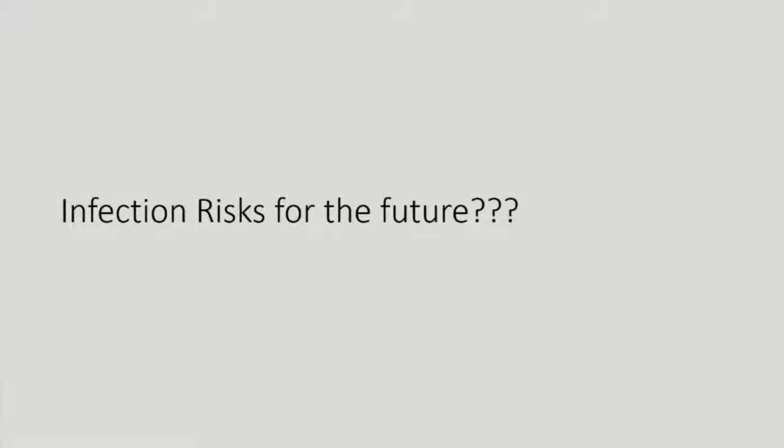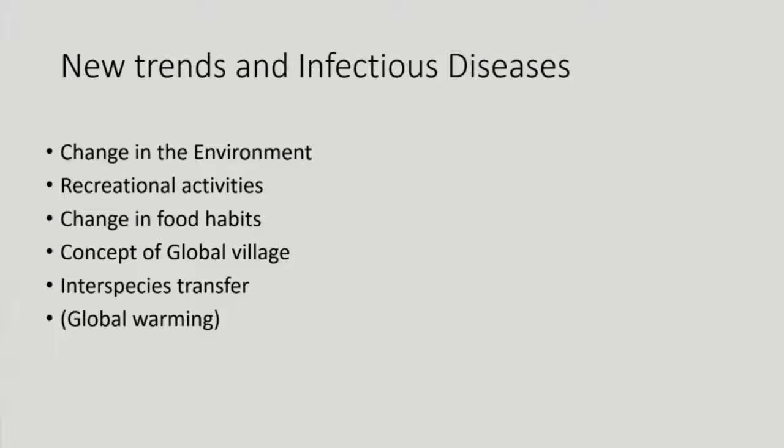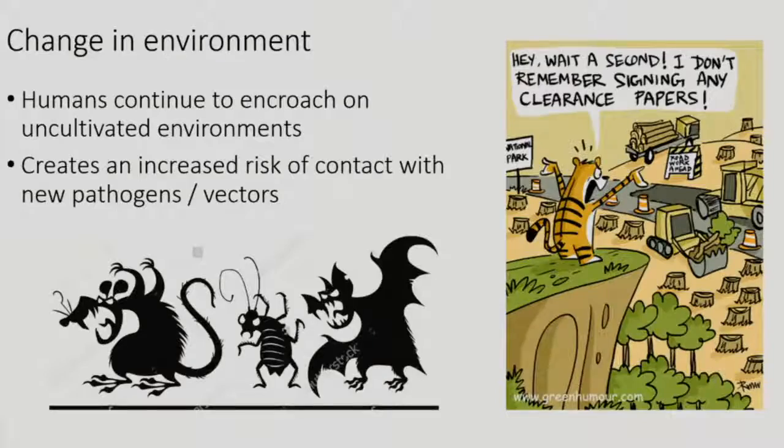So the infection risks for the future: change in the environment, recreational activities, change in food habits, concept of global village, interspecies transfer, and global warming. So this is happening again. We are destroying the forest, making us at risk for contact with new pathogens and vectors.